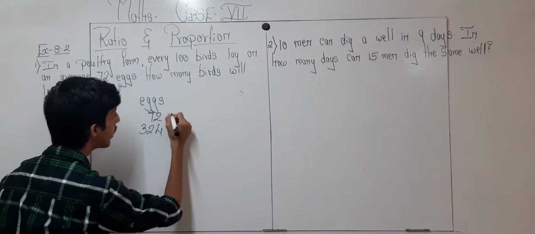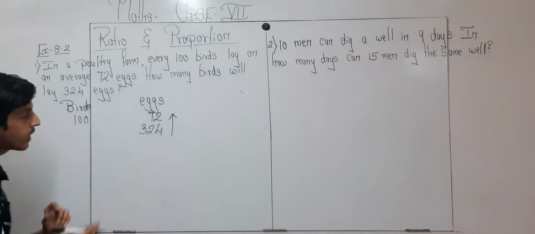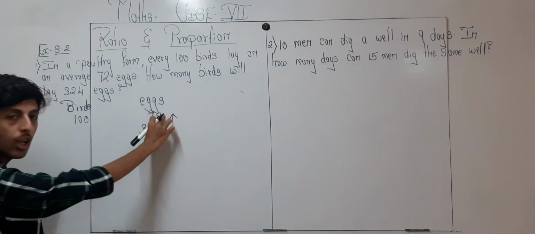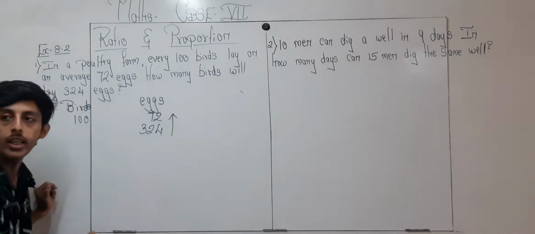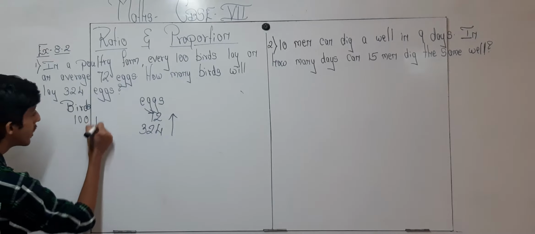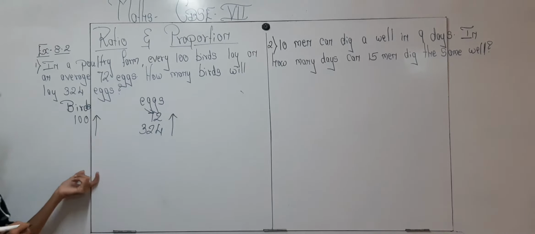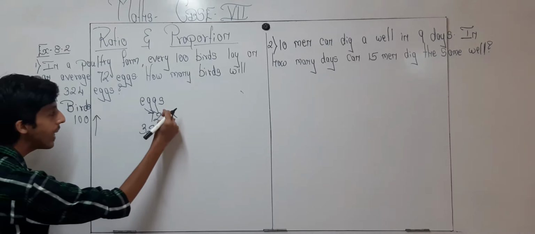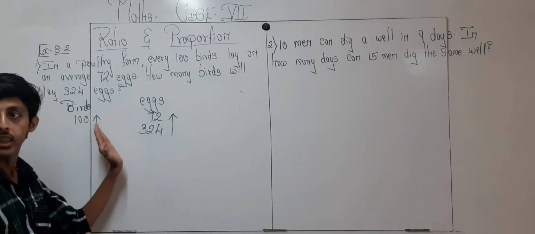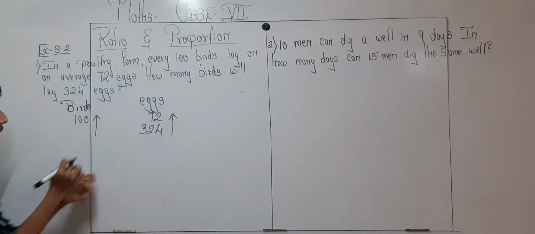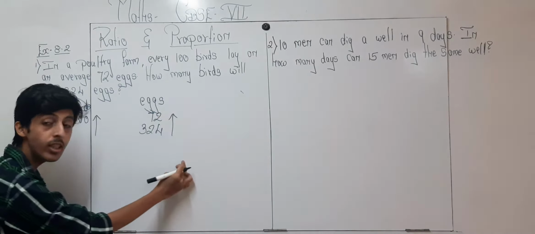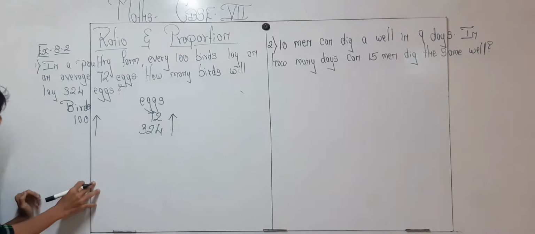See over here, the eggs got increased. The number of eggs has gone up because before it was 72, now it is raised to 324. When the number of eggs is increased, that means the birds are also increased. So which concept is this? It is a direct concept. Okay. When both the arrows are moving in the same direction, in the upward or in the downward direction, that means it is direct.